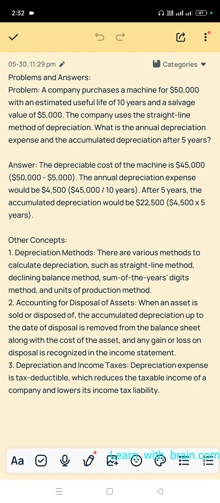If any gain or loss arises, we have to show it in the income statement. Next, third concept, depreciation and income taxes. Depreciation expense is tax deductible, which reduces the taxable income of a company and lowers its income tax liability. That means we can deduct it from the income, then it reduces the tax liability.